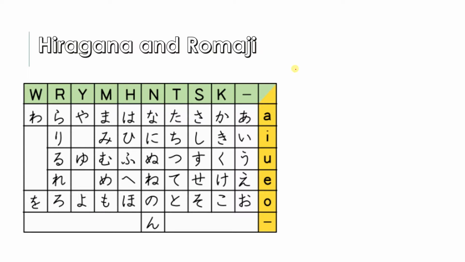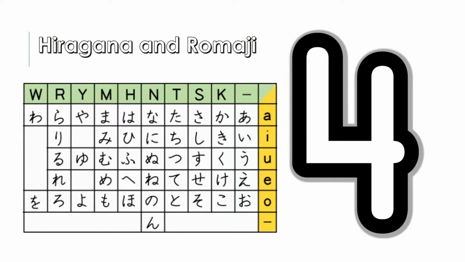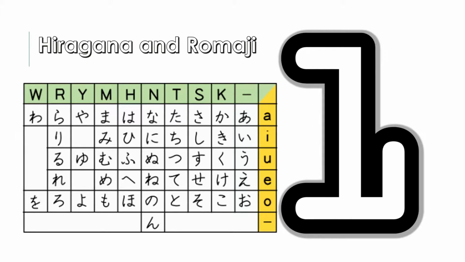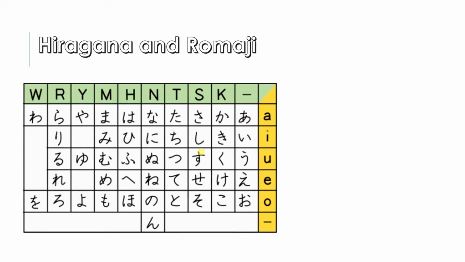So, let's think. How many vowels does Japanese have? You have 5 seconds. So, Japanese really has only these vowels.